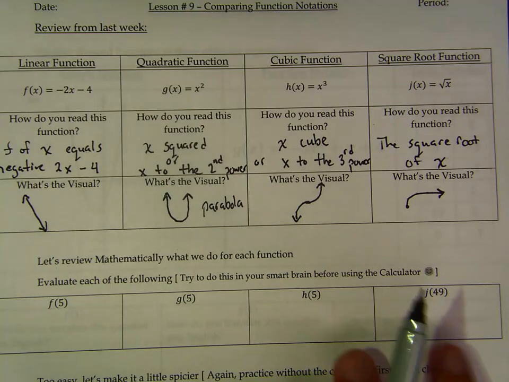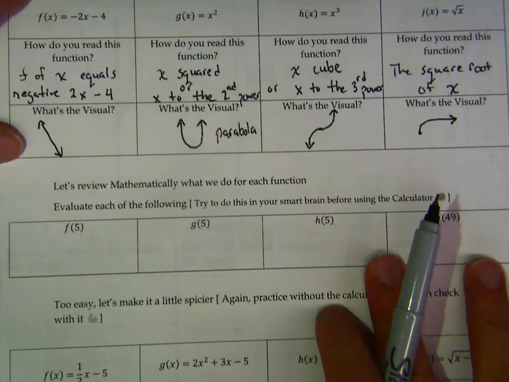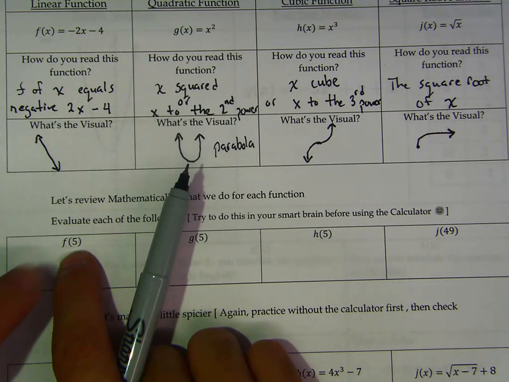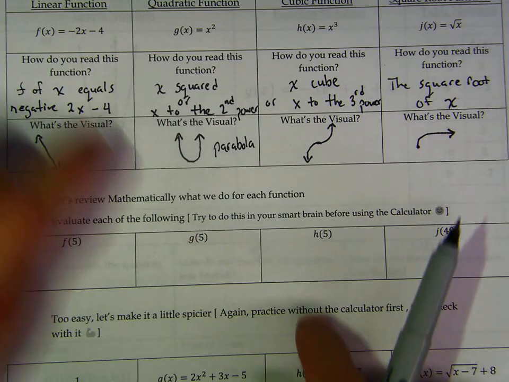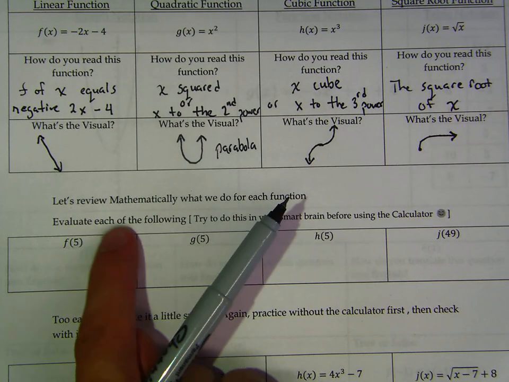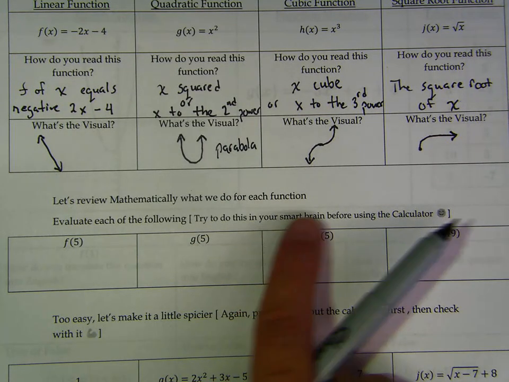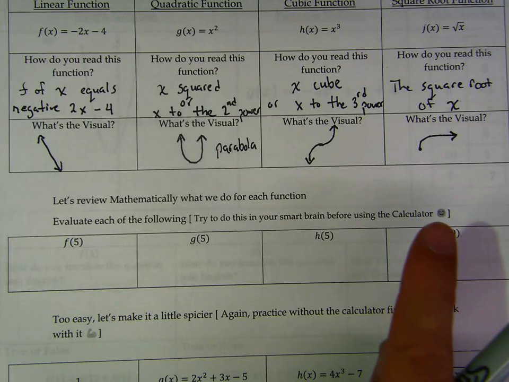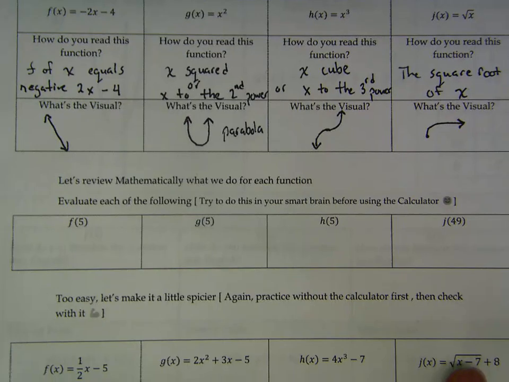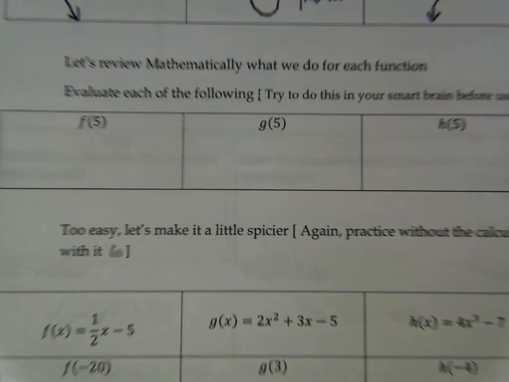All right. So now this is just the basic definition, but mathematically, what must you do for each of these questions, right? Here, if I have f of 5, what does it mean? If I have g of 5, what does it mean? How do I evaluate it, right? So what I want you to do is try to evaluate these without using the calculator first. Try and do it with your smart, beautiful brain of yours, and then we'll see what you got, okay?